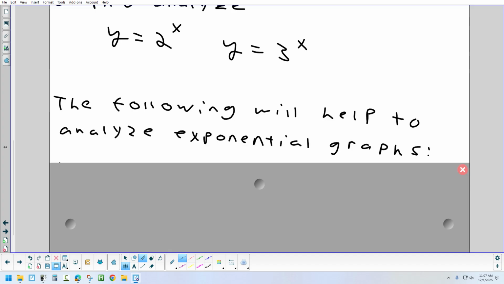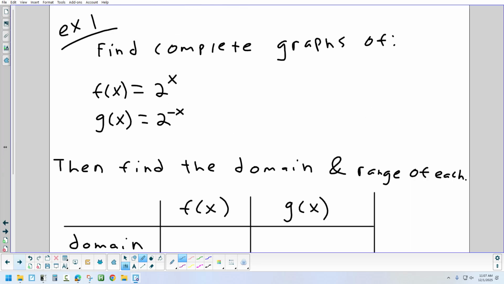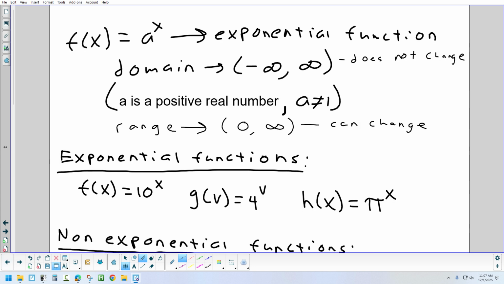So when we're looking at exponential graphs, we always want to try to look at something that has a base and a positive exponent. If they give you something with a negative in the exponent, we need to get rid of that negative. So I'm going to show you how you get rid of it.